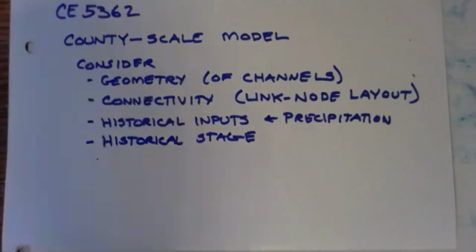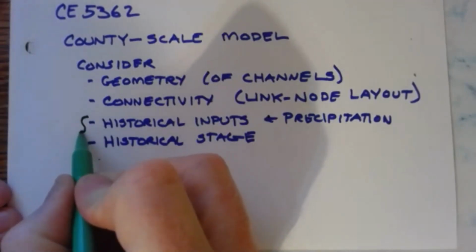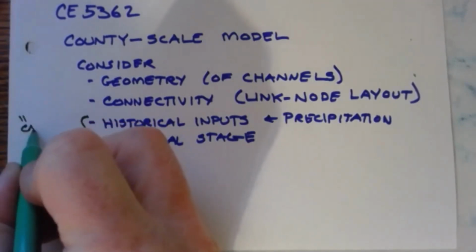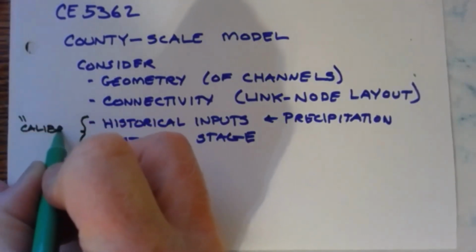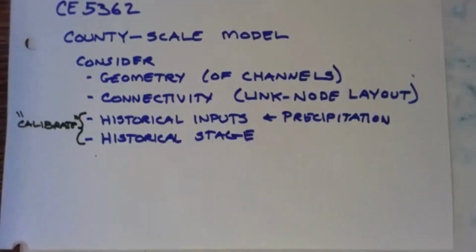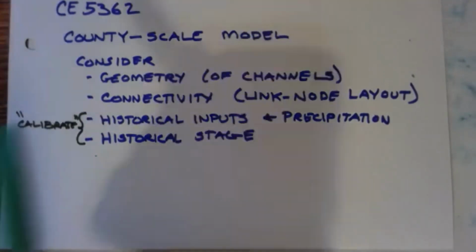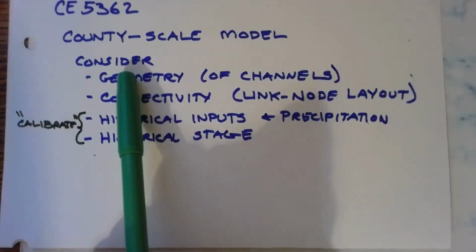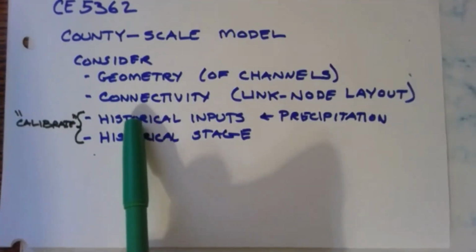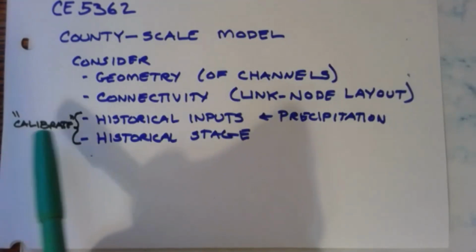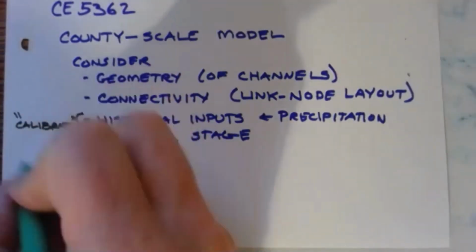So these historical inputs in stage are used to choose a green pen. These are used together to calibrate, if you will, our tool. So we would put, assuming we've got the connectivity and geometry already addressed, we would apply historical inputs and use those in the historical stage to calibrate or adjust the tuning parameters.